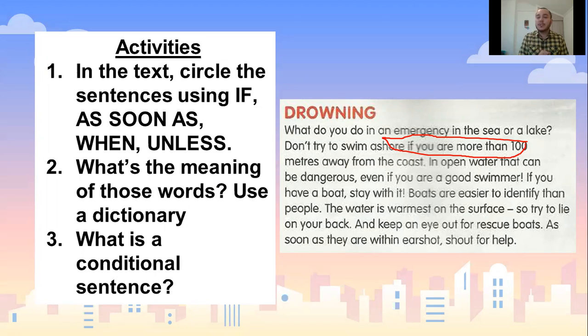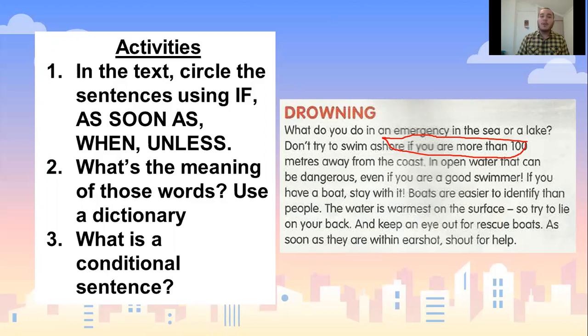After that, people, these are the most important activities for today. Number 1 says, in the text, circle the sentences using if, in Spanish, si, right? As soon as, when, and unless. For example, in my text, I identify this example. Not very good special effects, but it says, don't try to swim ashore if you are more than 100 meters away from the coast. There you have the first example.